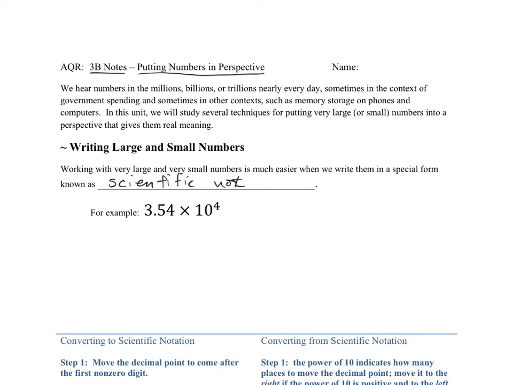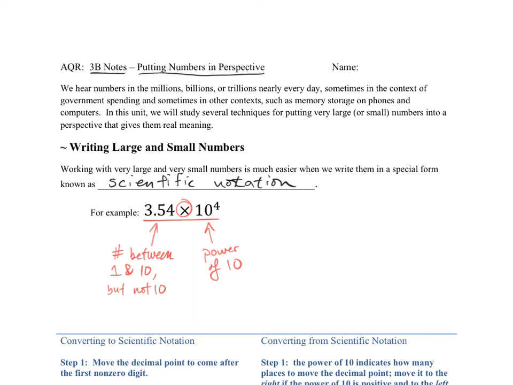And how scientific notation works is there will always be two parts, a number between 1 and 10, and a power of 10. And the operation here will always be multiplication. And usually what ends up happening is you see this scientific notation to represent either very large or very small numbers. And it's just easier to write them in this form than it is with a bunch of zeros.